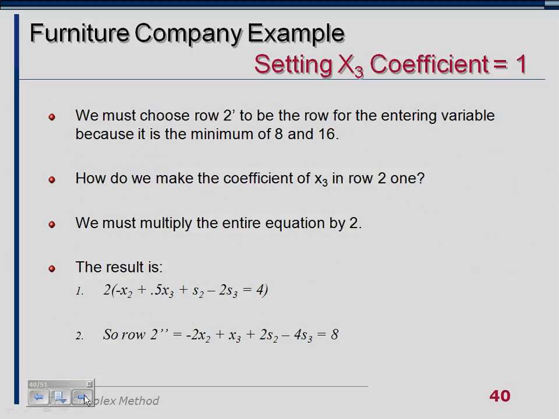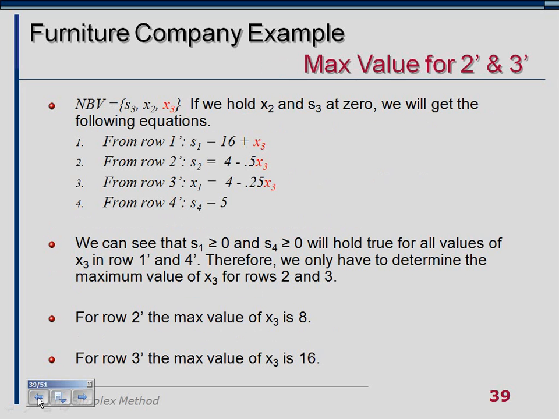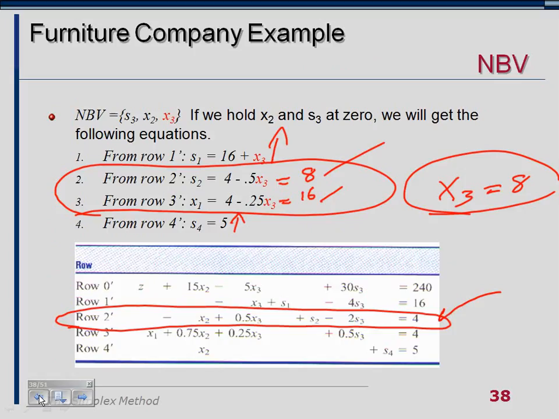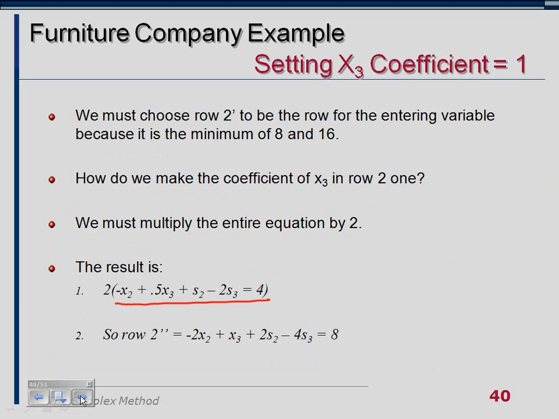All right, so row 2. This guy right here, how do we make this guy 1? We simply multiply the whole equation by 2, right? So if I go back and look at this equation, the coefficient in front of x3 is 0.5, but we want to make that coefficient 1. And remember the reason why we want to make that coefficient 1? Because once it's 1, you're essentially solving for x3 equal to whatever.